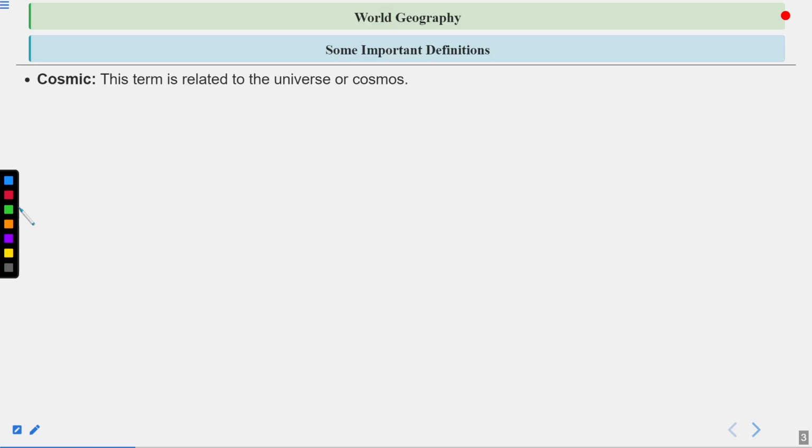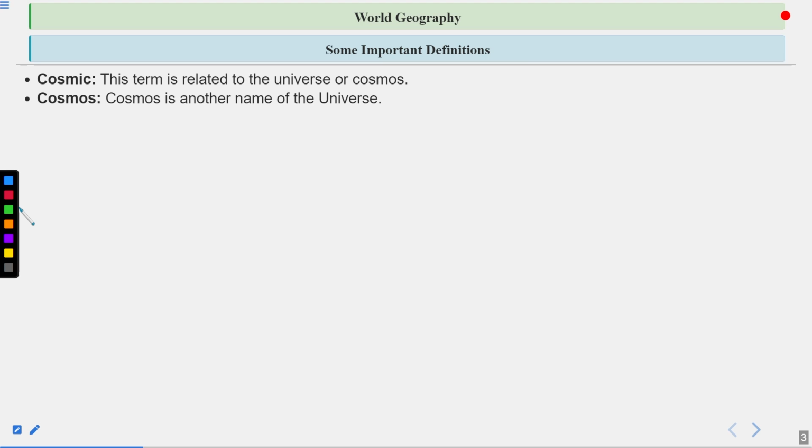So let's read some important definitions first and then we will try to understand what exactly is world geography. Cosmic is a term related to the universe or cosmos, and cosmos or universe is the thing in which we learn about the cosmic waves. Apart from that, cosmology is also known as the study of the universe. Cosmos is another name of the universe.